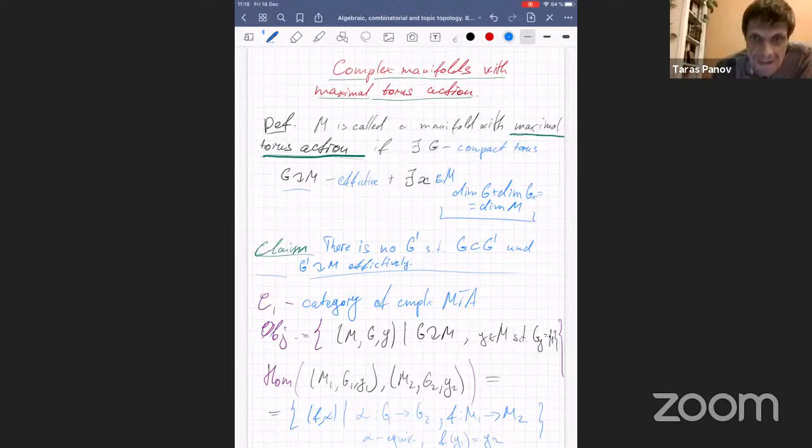I can just comment that this is important. This implies that the torus is a maximal torus in the automorphism group, but not the other way around. The condition is precisely this identity relating the dimension of the manifold and the dimension of the stabilizer. So this is a definition, and not that the torus is maximal in the automorphism group. The term maximal may be misleading.